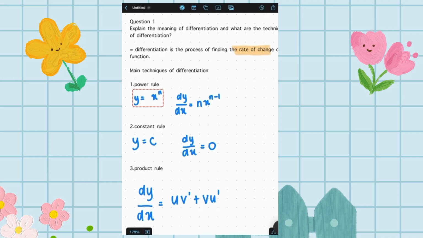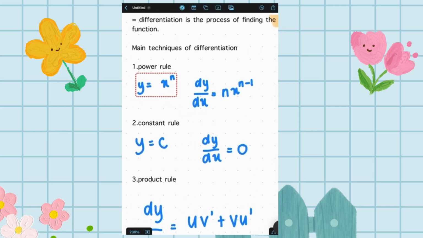Differentiation is the process of finding the rate of change of a function. There are 6 techniques of differentiation in this video. First of all, the power rule. The power rule is used when we differentiate a term that has a variable raised to a power.